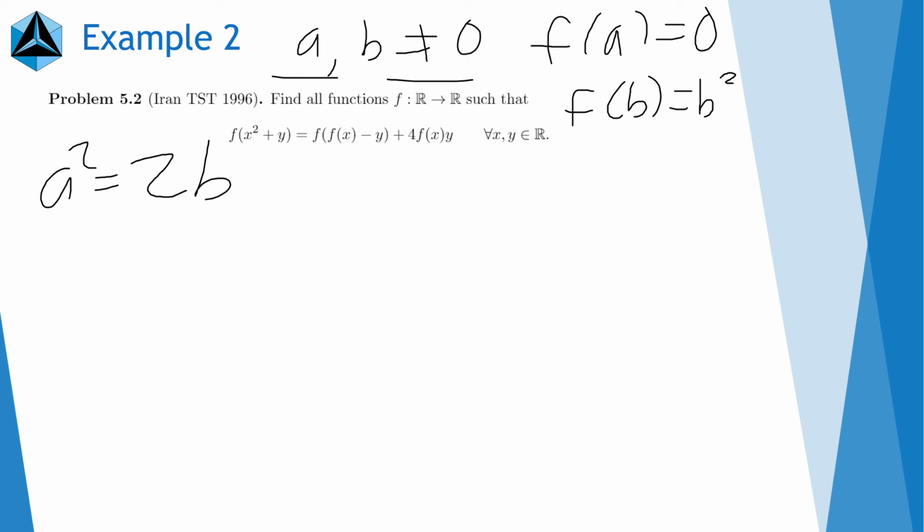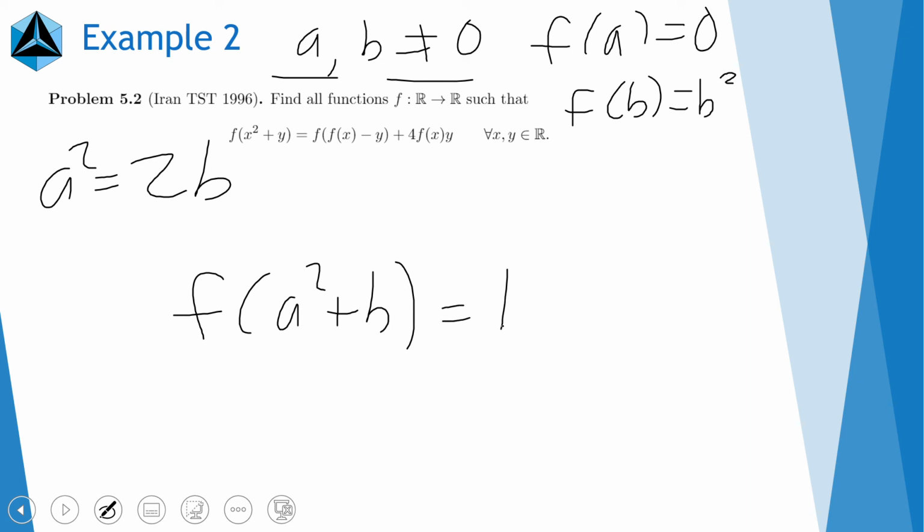Okay, sorry. So, basically what's gonna happen here is that when we plug in x equals a and y equals b, we're gonna just get f of a squared plus b is equal to b squared. Okay? Yeah, so this is what we're gonna get. We know that from our previous time when we had x equals a and y equals minus b, we have a squared equals 2b, so we can just plug this in.